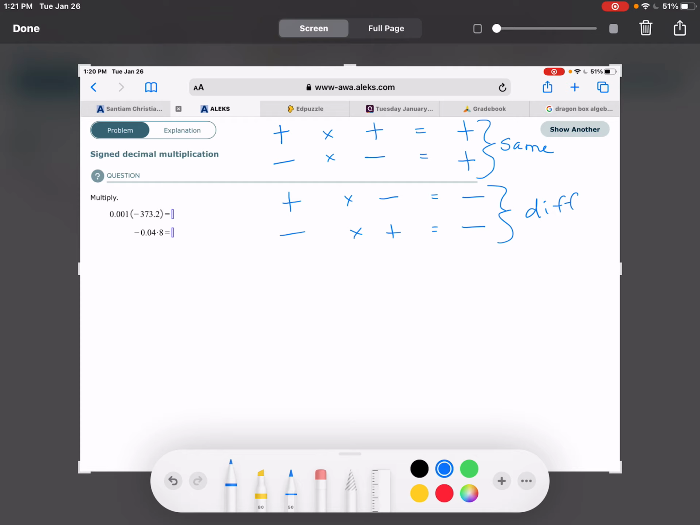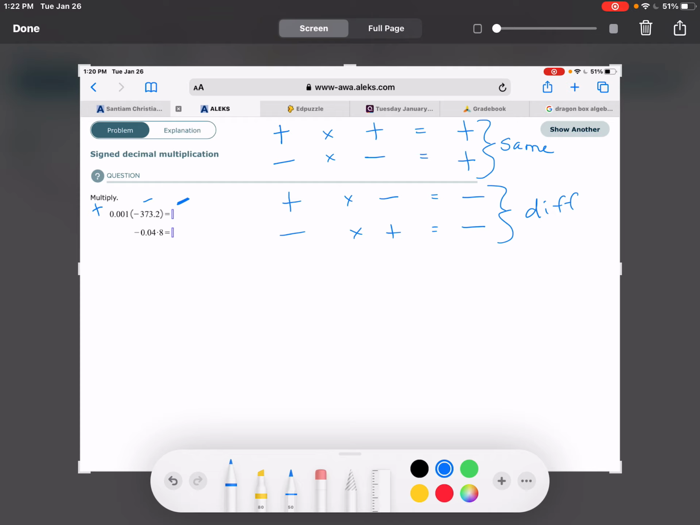So in this first example, 0.001 times negative 373.2, I'm just going to look at it and say, oh look, it is a positive times a negative, and so my answer is going to be negative. After that, I don't really need to think about the signs anymore. It's not like addition and subtraction where I'm going to have to decide what to do next. I'm just going to keep that sign. What to do next now is just thinking about multiplying the numbers.